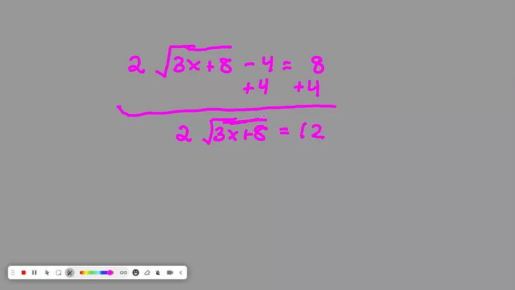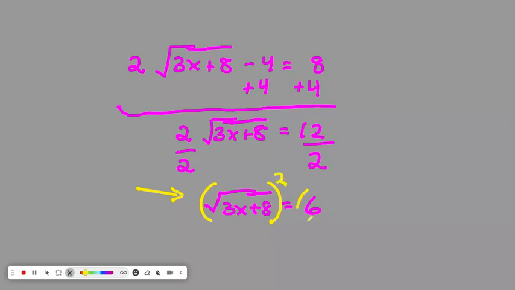And what do you think we do next? Divide out that 2. Now we have the square root of 3x plus 8 equals 6. Now when you see these radicals, if you want to clear a radical, just square it. Let's change the color. Here's the arrow, we're going to square both sides. And again, whatever you do to one side, you have to do to the other. So the radical sign goes away, and it's just 3x plus 8 equals 36.